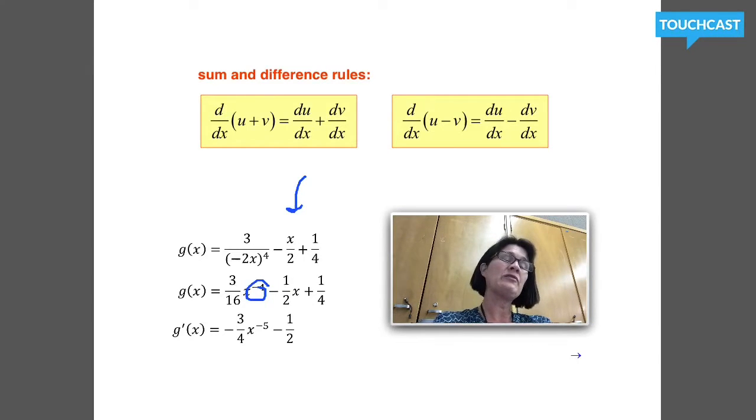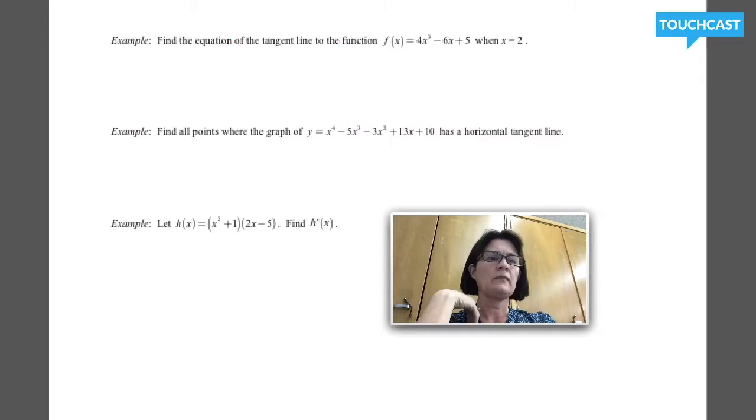The derivative of 1/2 x is 1/2. I have a subtraction sign here because I had a subtraction sign there. And the derivative of 1/4 is a constant. Its derivative is 0. So my final answer, g prime of x, is negative 3/4 x to the negative 5th minus 1/2. This next one's a good one.